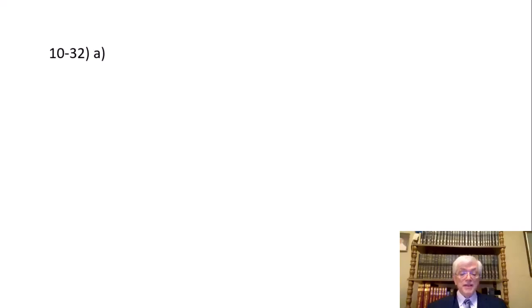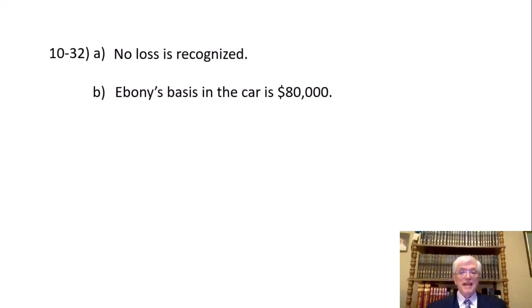Letter A, how much loss, if any, may Ebony recognize on the distribution? Answer, no loss is recognized, because she's going to take cash at its fair market value, and then whatever basis she has left over, she's going to put that to the car, which is not a hot asset, it's just another asset. Now, Ebony's basis in the car is $80,000. So she's sitting there with this $80,000 car, but it's not an $80,000 car. It's a car with a fair market value of $30,000. But Ebony's basis is $80,000.